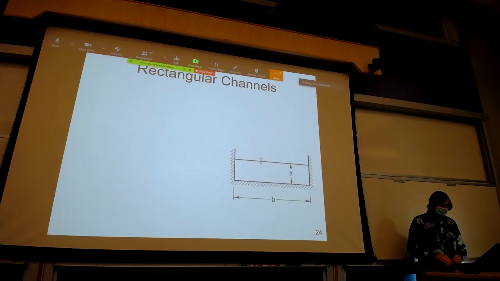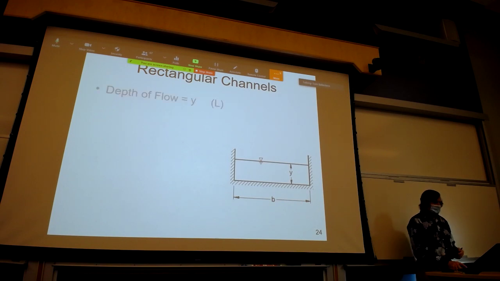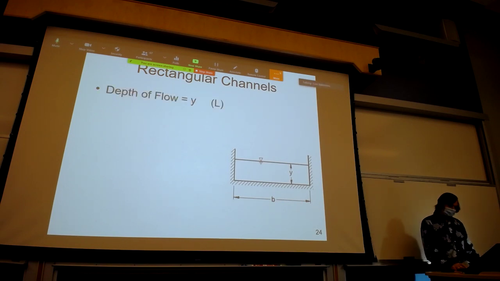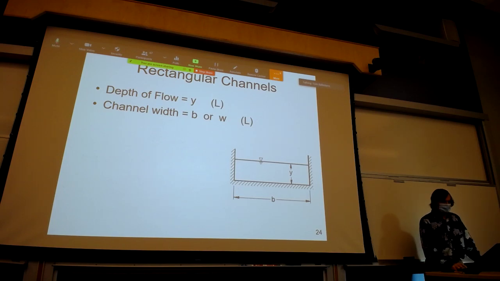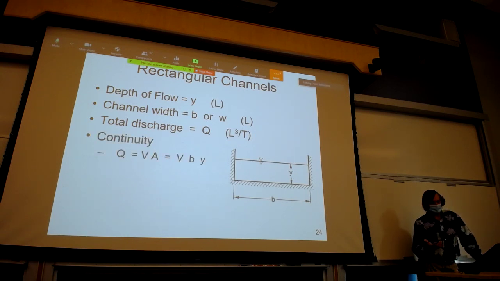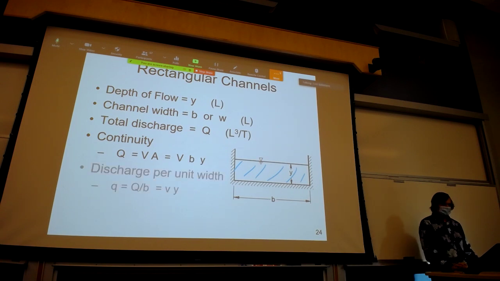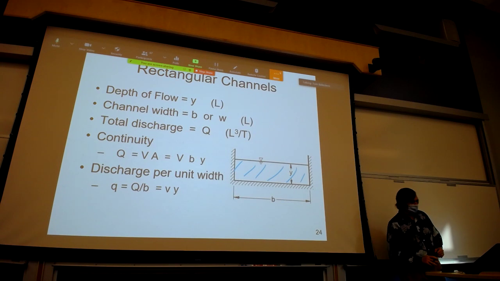So, in rectangular channels, which is very common for what we do in the labs, but it's also common for theoretical developments, the depth of flow is still going to be y. The channel width is going to be b, or some other textbooks will call it w, dimensions of length. The total discharge is capital Q, which has the dimensions of volume per time. And for continuity, we know discharge is velocity times area, which is velocity, and the cross-sectional area is, for a rectangular channel, by.